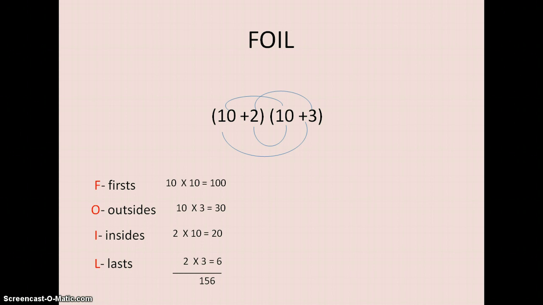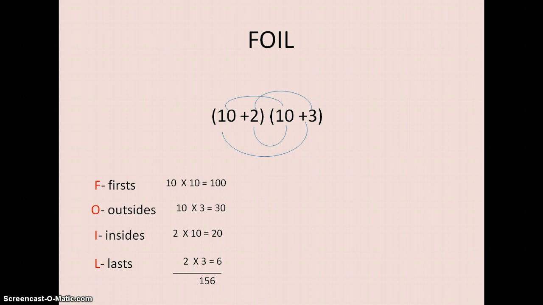Then we move to the O in FOIL, which is the outsides, and in this case, we will multiply the 10 times the 3, which equals 30. Now we move to the I for FOIL, and we multiply the 2 times the other 10, which equals 20. And lastly, we multiply the last number from each set of parentheses for the L in FOIL, 2 times 3, which equals 6. We add all of the partial products up. We get a total product for 12 times 13 as 156. Do you see this connection to the standard algorithm?